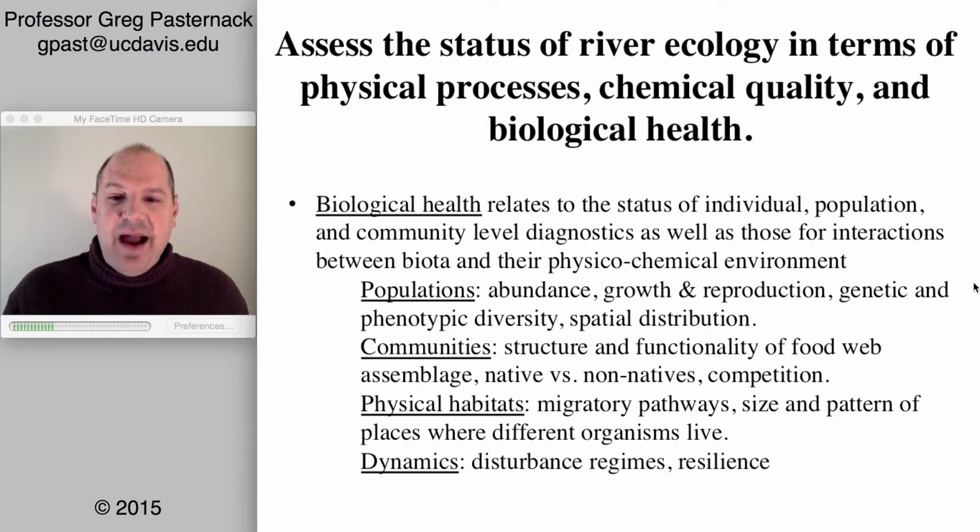And then in terms of biology, we think about it in terms of individuals, populations, and communities, and then worrying about what are the indicators of a healthy ecosystem in those aspects. But we also worry about the habitats, the physical settings in which organisms do different biological functions that they need to do, and then dynamics that are governed by disturbance regimes and how a system responds to change, which we could think of in terms of the resilience of the system.